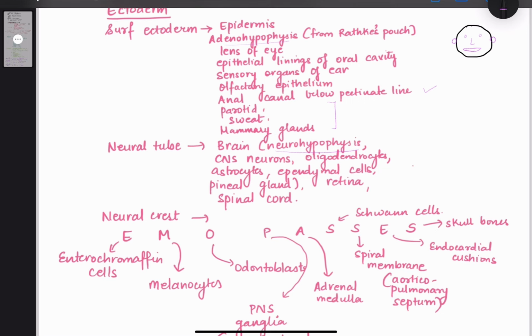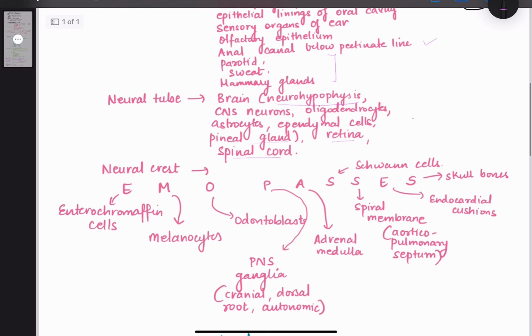Now talking about the neural tube, everything in the brain are its derivatives, like the brain, CNS neurons, oligodendrocytes, astrocytes, ependymal cells, spinal cord. So these are the derivatives of neural tube. All these are cells of brain. Plus we have pineal gland and retina. So that is the thing you need to remember about neural tube derivatives. There is no specific mnemonic here.